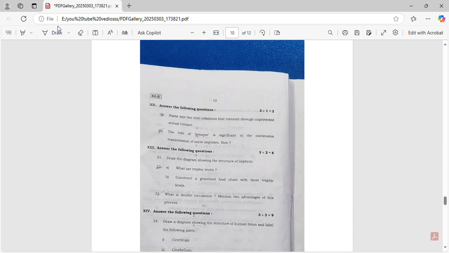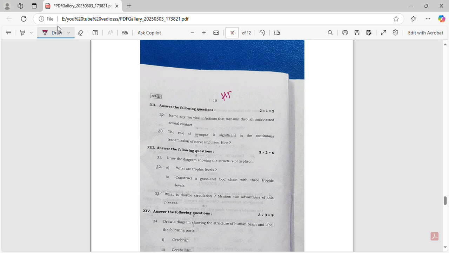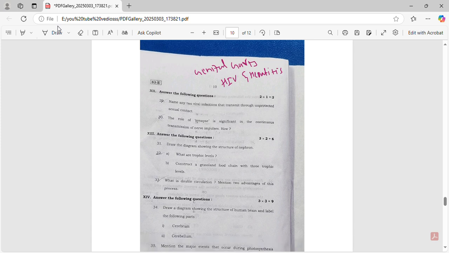Name any two viral infections that transmit through unprotected sexual contact. Everybody must have written this, HIV. And another one you might have made a mistake on, hepatitis, you can write. Gonorrhea and syphilis you can't write, they are bacterial infections. So HIV and hepatitis, and you can even write genital warts. These are the three names we give. If it comes in the board exam, it will help you.